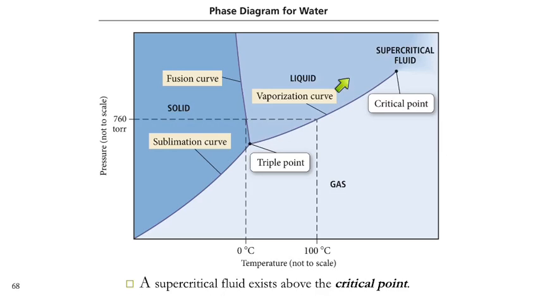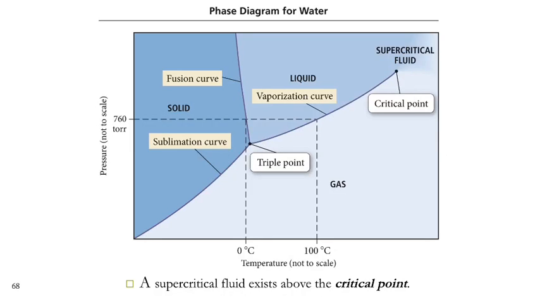Above here, this is the vaporization curve between a liquid and a gas. This is the fusion curve. And the critical point, this is the critical temperature and critical pressure, and above that, you have a supercritical fluid. You do not have a liquid or a gas. And so that line just ends. There's no division after that.